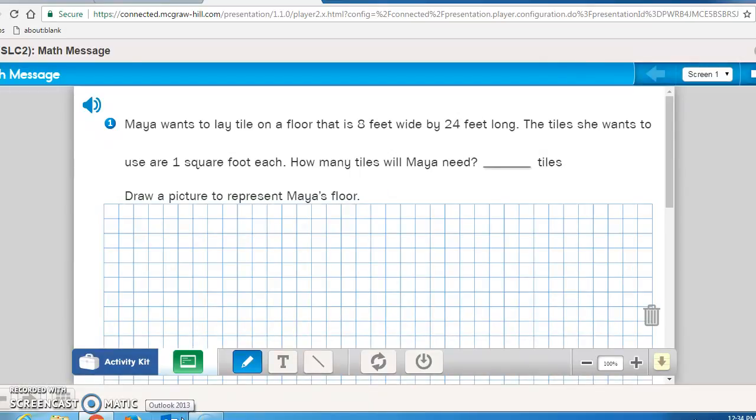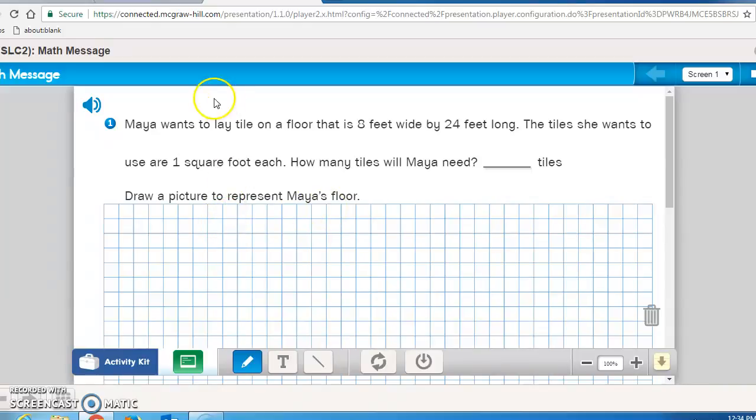Floor tiling. This is going to be a math journal, page 111. So pause the recording and get it open to page 111. It reads, Maya wants to lay tile on a floor that is 8 feet wide by 24 feet long. The tiles she wants to use are 1 square foot each. How many tiles will Maya need? Draw a picture to represent Maya's floor.